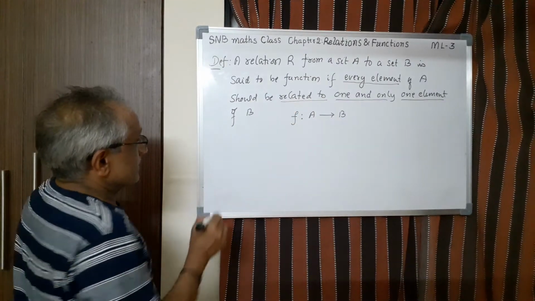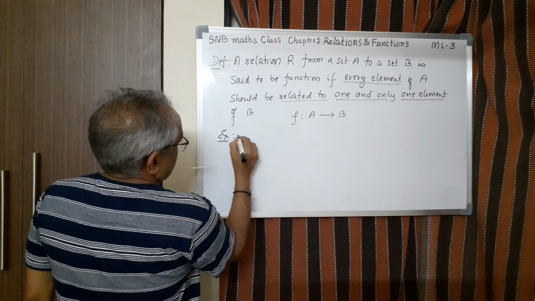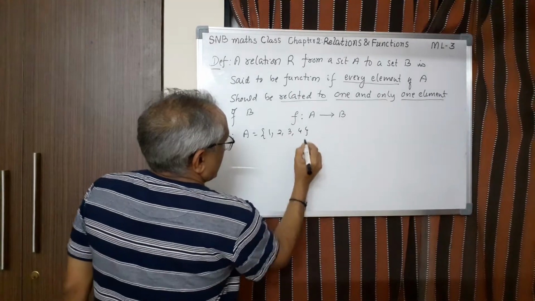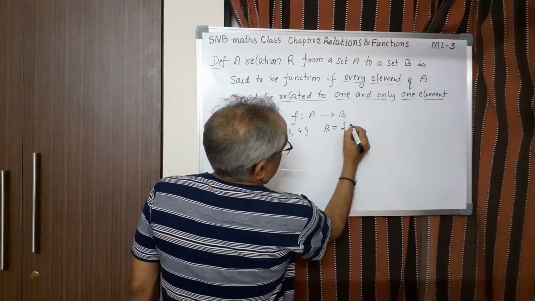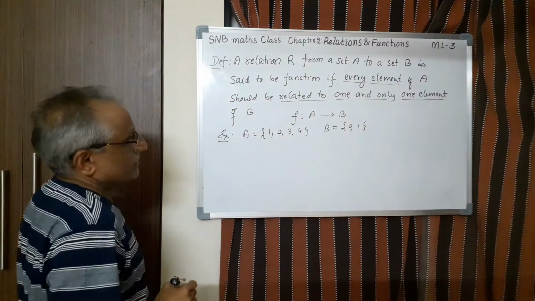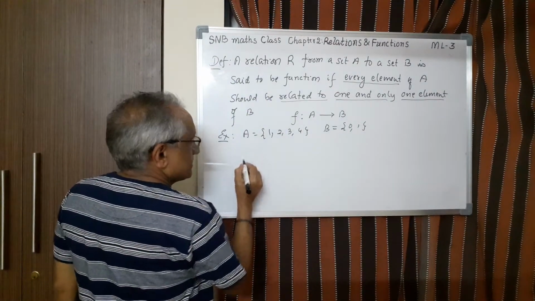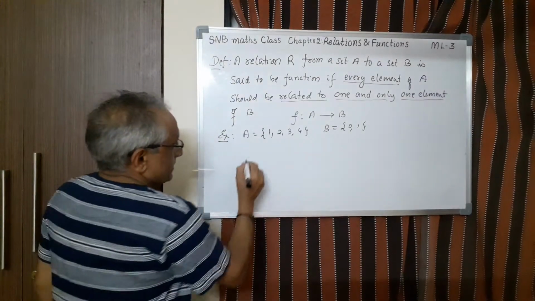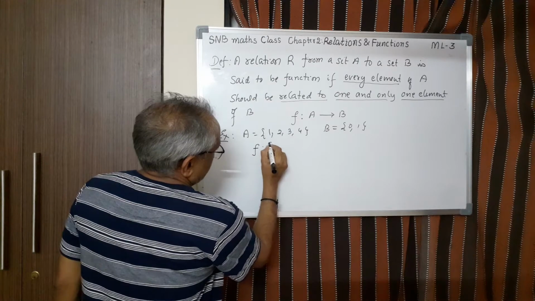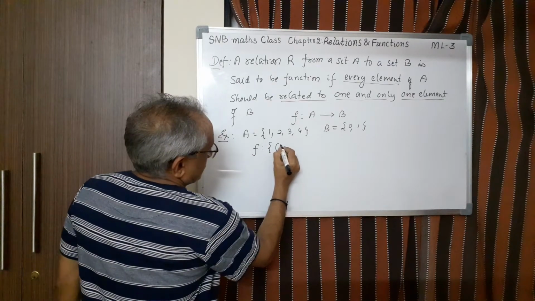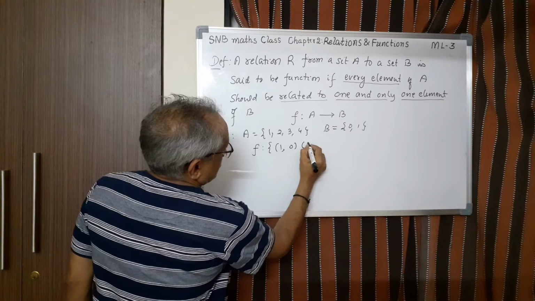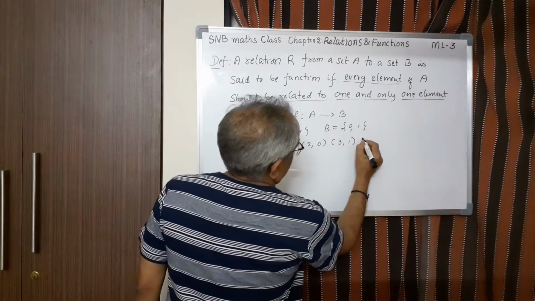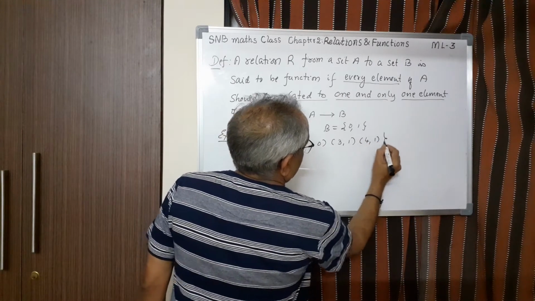Say for example, let us take A equal to 1, 2, 3, 4 and B equal to 0, 1. Suppose I write like this. Even a function can be written in terms of a set, that is roster form. We can write like this also: f is, say, ordered pairs: 1 is going to 0, then 2 is also going to 0, 3 is going to 1, then 4 is going to 1. Now, is it a function?